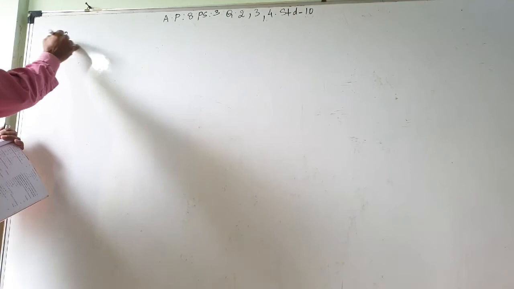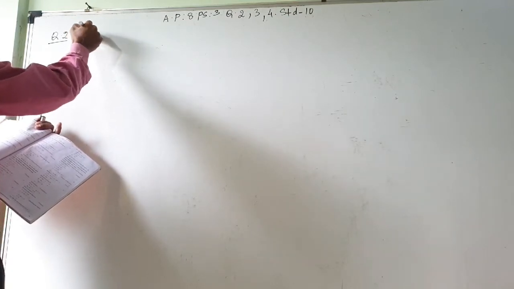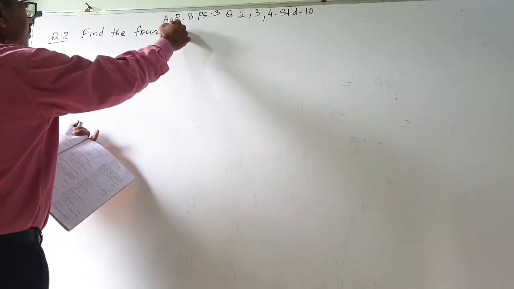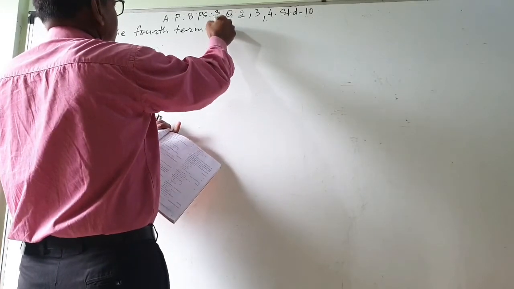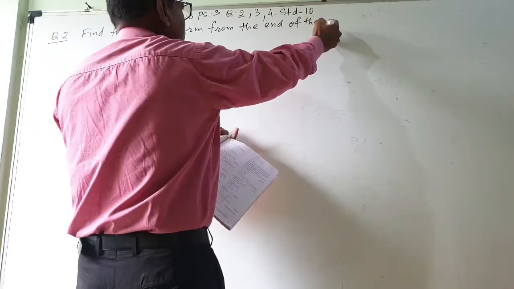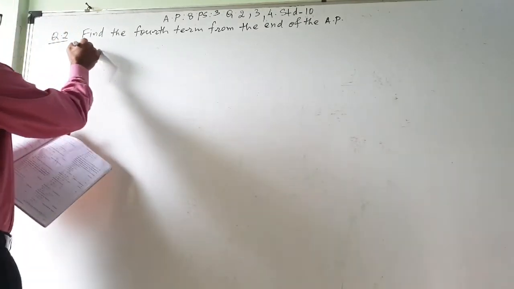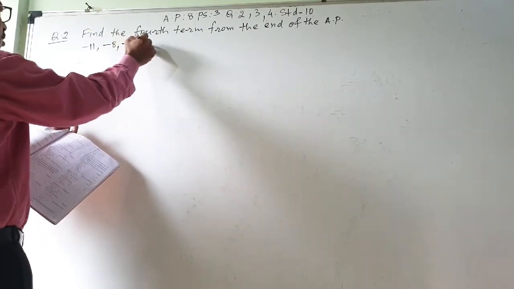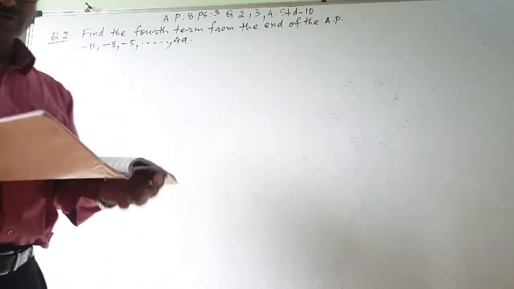Question 2 in the problem set. Find the fourth term from the end of the AP: minus 11, minus 8, minus 5, and so on, and 49 is the last term. So from the end I have to find.